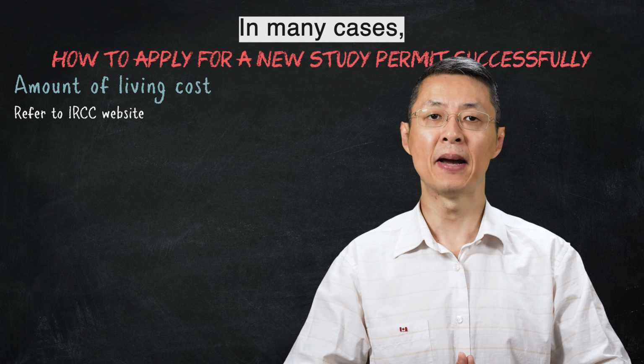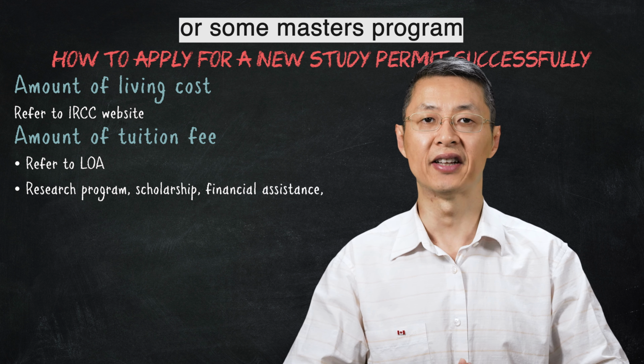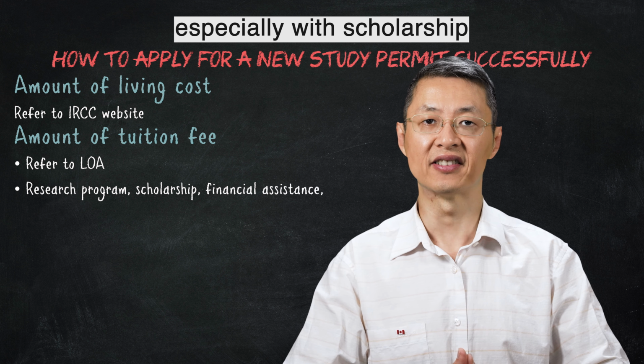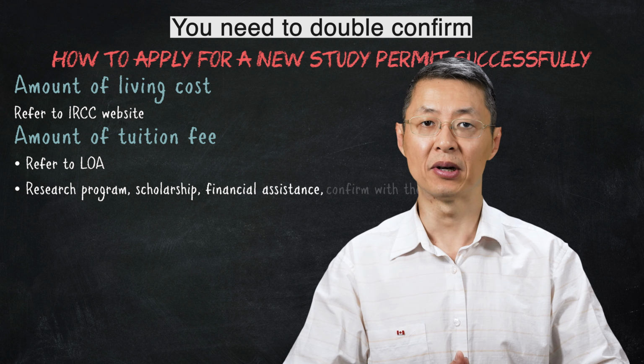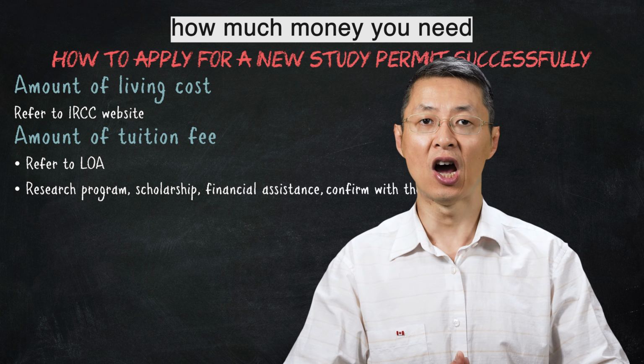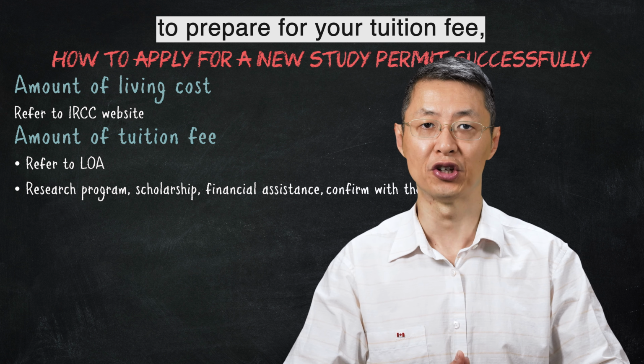In many cases, the amount of the tuition fee is quite straightforward. You can find that number on your letter of admission. However, it may be complicated if you are offered a research program such as a PhD or some master's program, especially with scholarship or some other forms of financial assistance. You need to double confirm with your institution about how much money you need to prepare for your tuition fee.